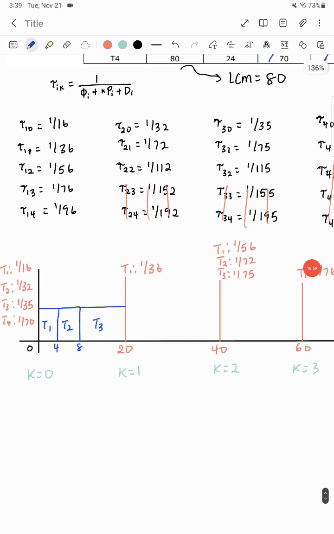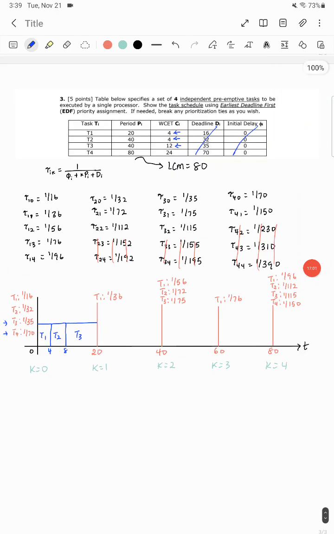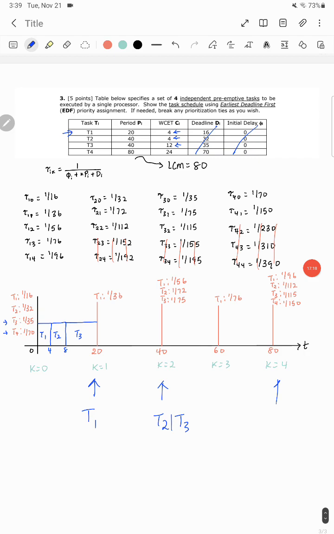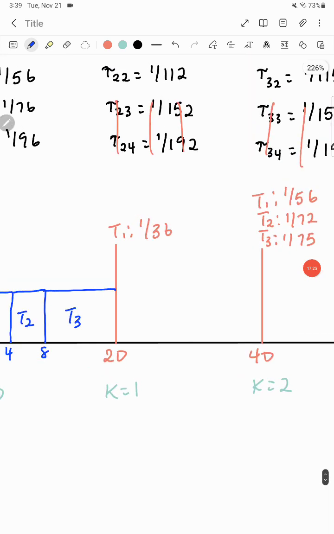So now, another way you could see it is that T1 has a period of 20. So no matter what you do, when you get to the period 20, T1 should be the one getting executed. The same thing, when you get to 40, T2 or T3 should be executed. When you get to 80, T4 has to be executed. That's another way to look at it. So let's start executing T1.